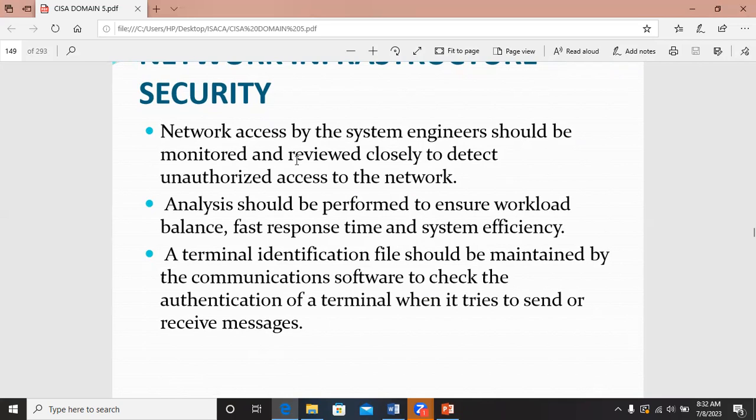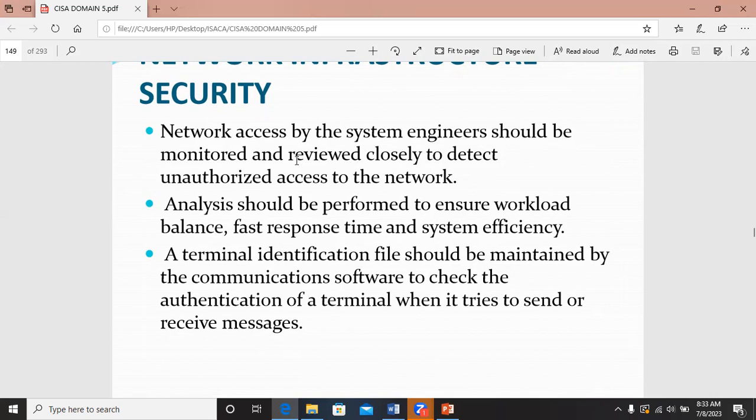Analysis should be performed to ensure workload balance. So I've talked about load balancers. We need to have load balancers in the network. We need to also be monitoring to see if a particular node, a particular machine, a particular subnet is being overwhelmed. You should be able to notice that on time.